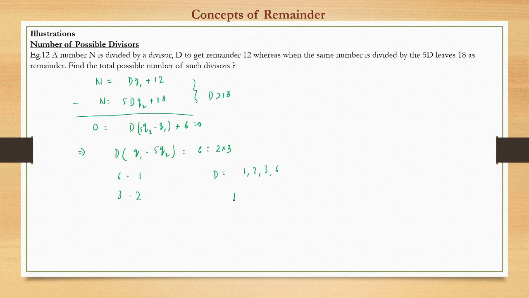So there's no possible divisor satisfying this criteria. Okay, so the number of possible divisors is equal to 0, because we did not get any divisor which is more than 18.